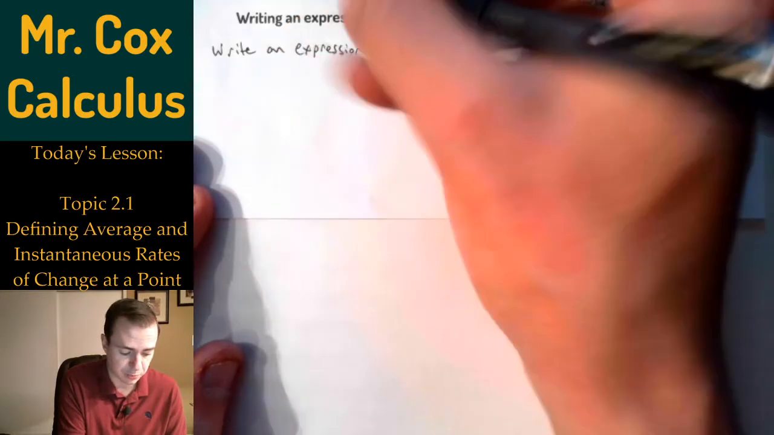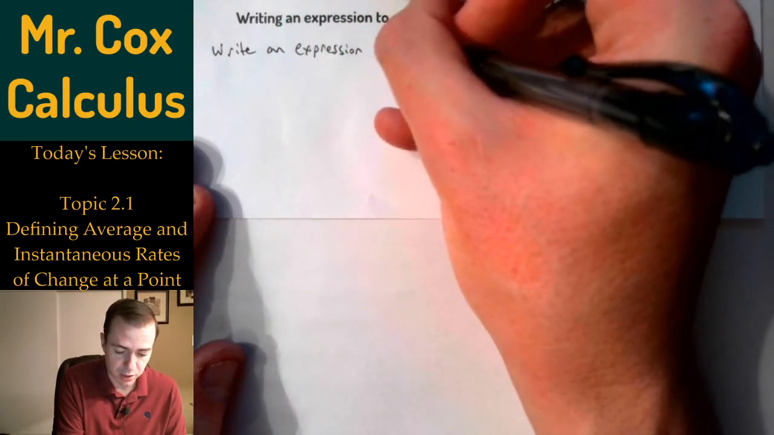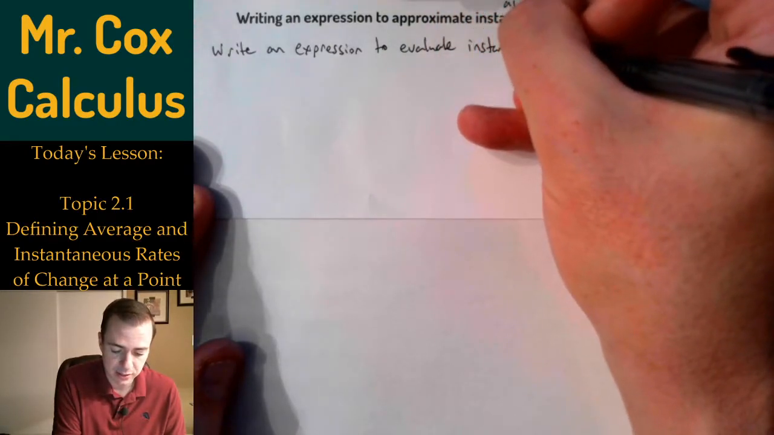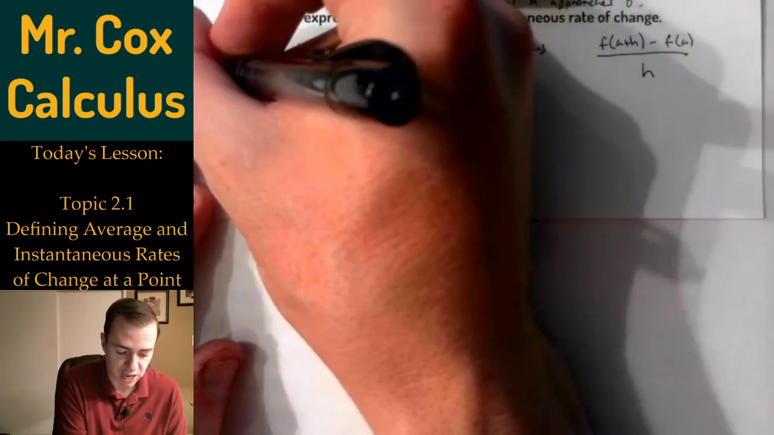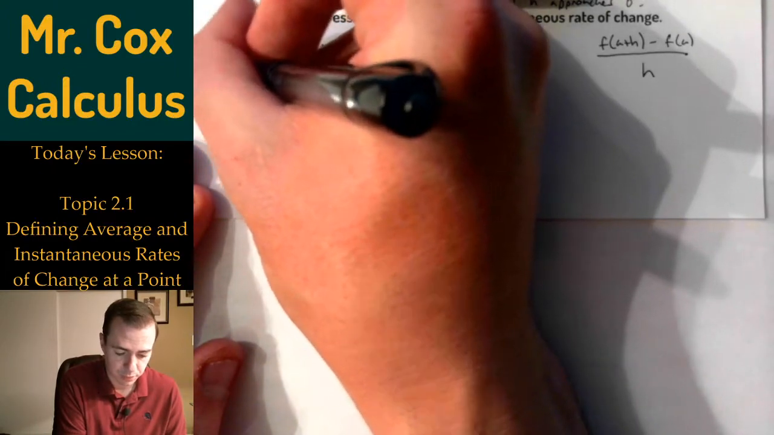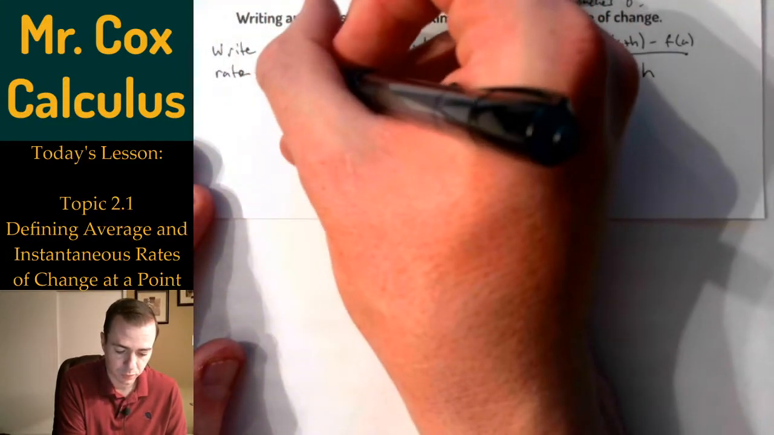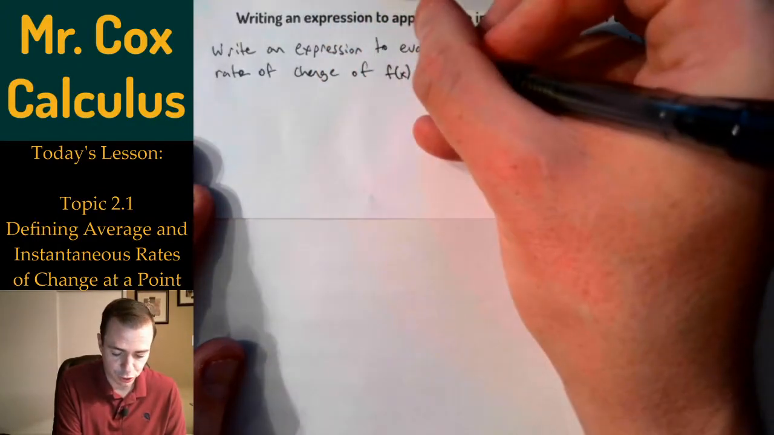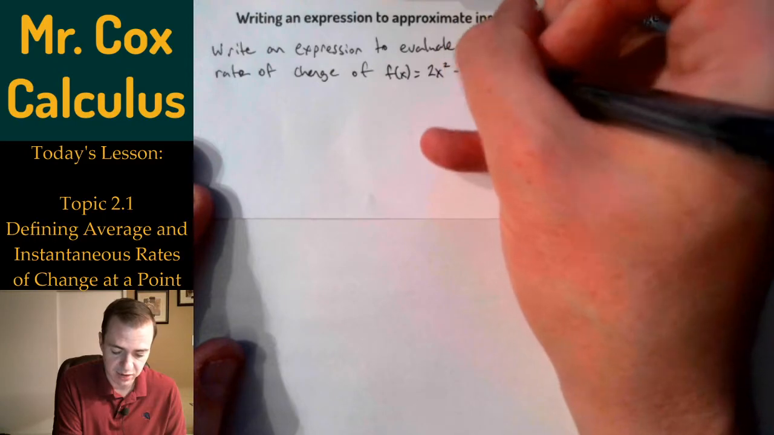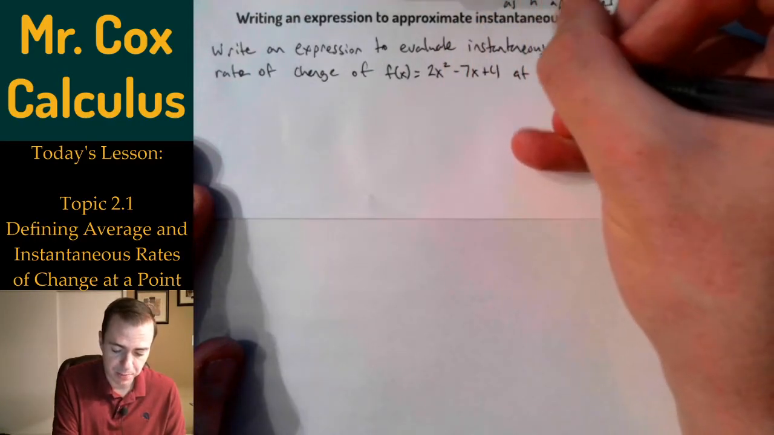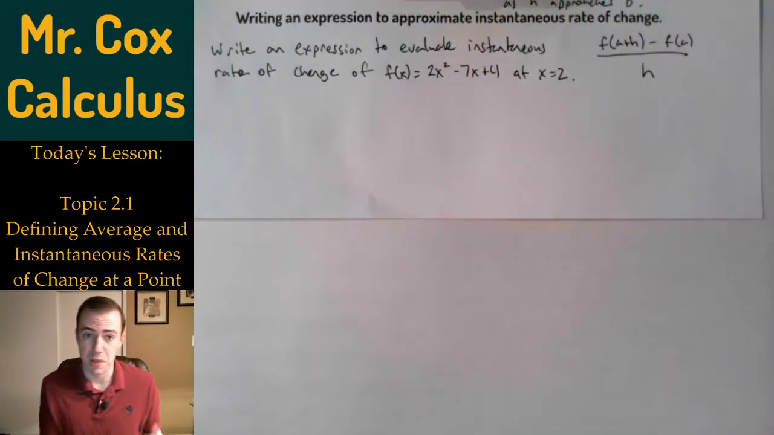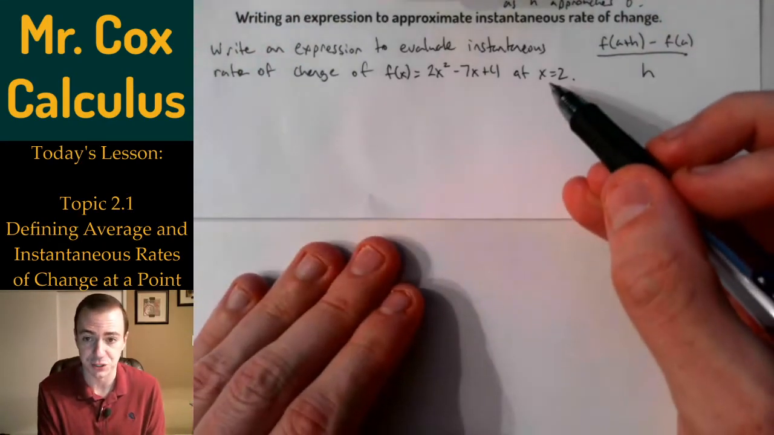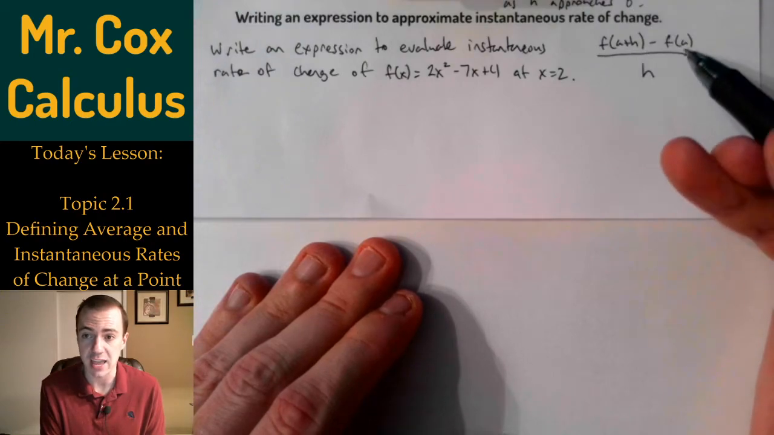So let's write an expression to evaluate the instantaneous rate of change of f of x equal to 2x squared minus 7x plus 4 at the point x equals 2. And remember, instantaneous rate of change occurs at a specific point, in this case 2, which is the value of a that we're going to be looking at.